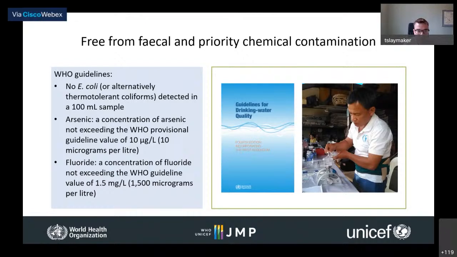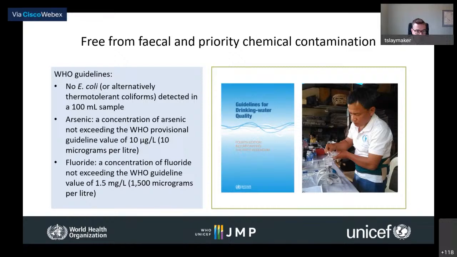So what do we mean by free from contamination? For SDG monitoring, we follow the WHO guidelines on drinking water quality, which identify fecal contamination as the top priority for improving health in all countries of the world. The recommended indicator for fecal contamination is detection of E. coli or thermotolerant coliforms in a 100 milliliter sample. In addition to fecal contamination, the priority chemicals are arsenic and fluoride, which affect some countries, but not all countries. Here, again, we have WHO guidance on the maximum values, so no more than 10 micrograms of arsenic and no more than 1.5 milligrams of fluoride per litre. So these are the parameters that we are monitoring.